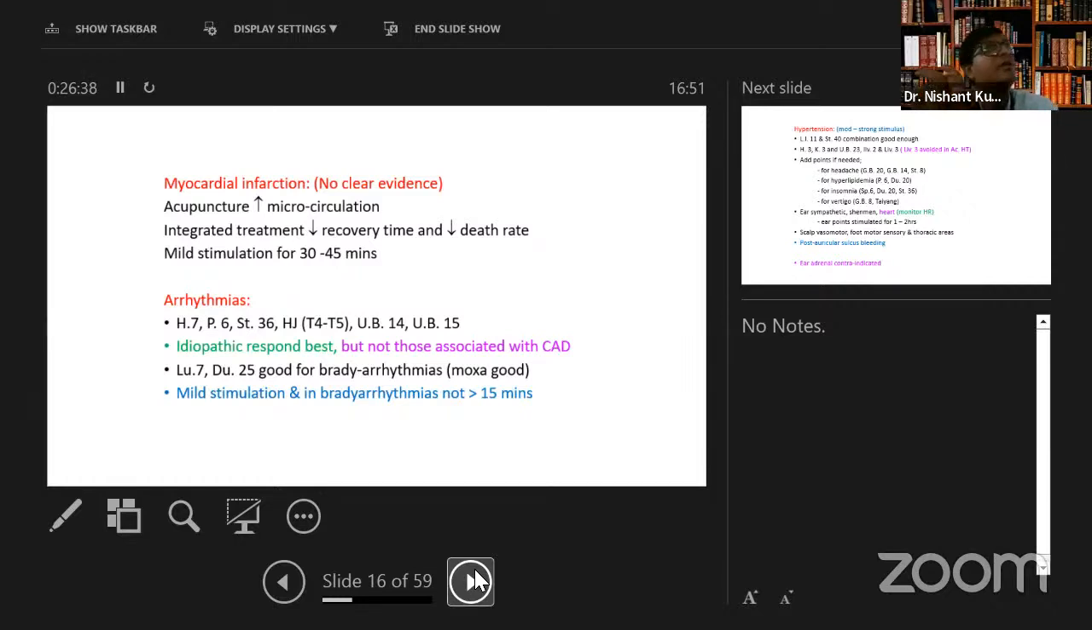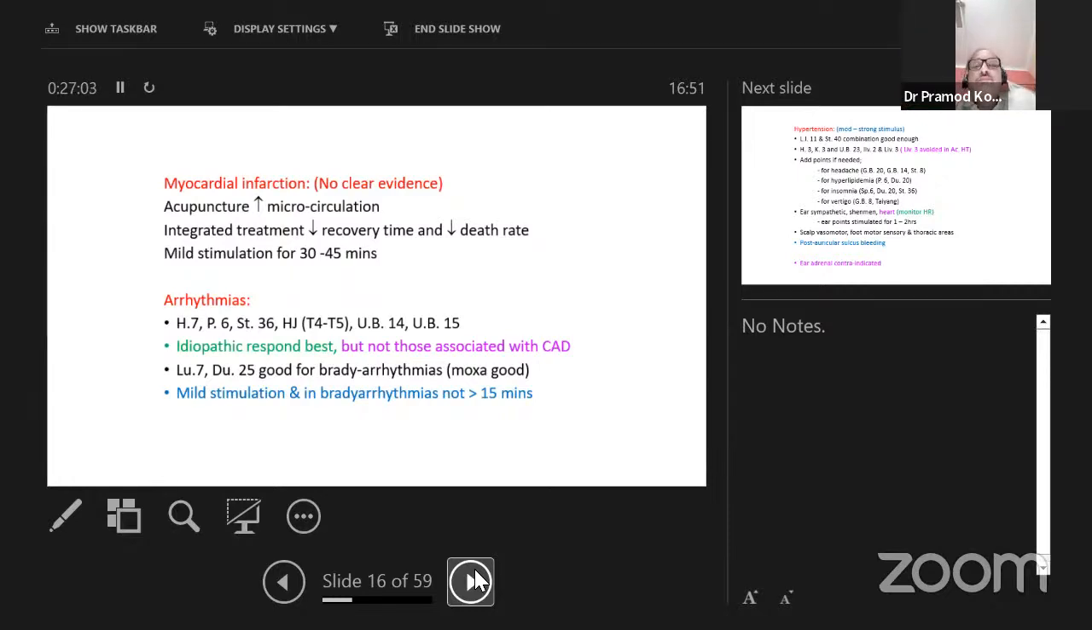UB14 and UB15. So these are the points which might provide you relief with arrhythmias, those who have chronic atrial fibrillation and things like that. Okay, so stimulation of these points might help. And for bradyarrhythmias, you can use either Moxa, lung 7, or Du 25.